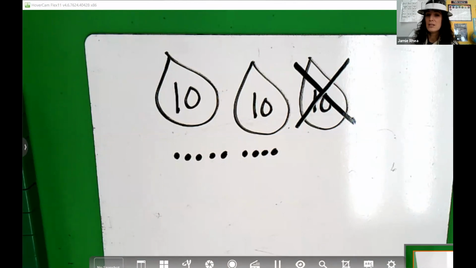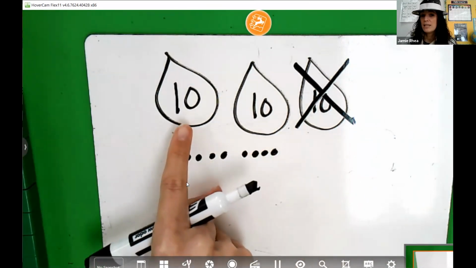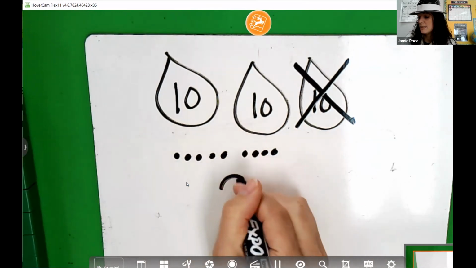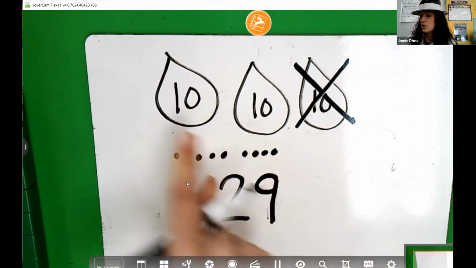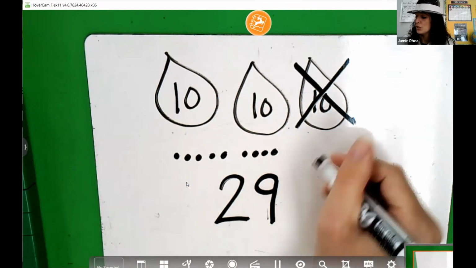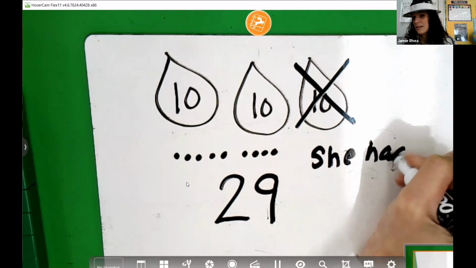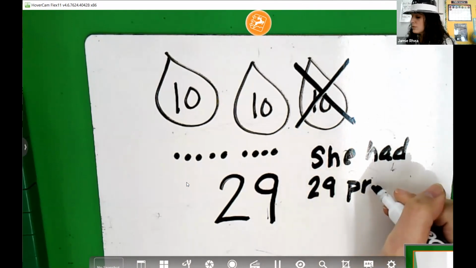So let's look at how we can solve this. Now, I know that one of these bags is gone. So let's count. Ready? 10, 20. I know I have 2 bags of 10 and I had 9 extra. So 2 tens, 9 ones make 29. So how many pretzels did she have? She had 29 pretzels.